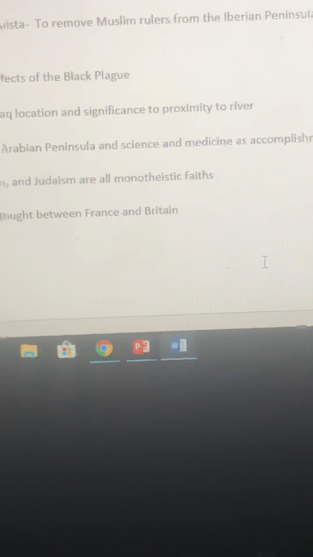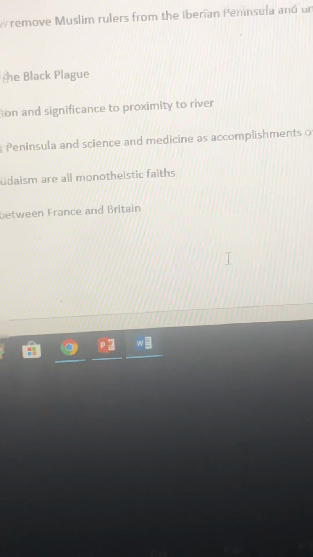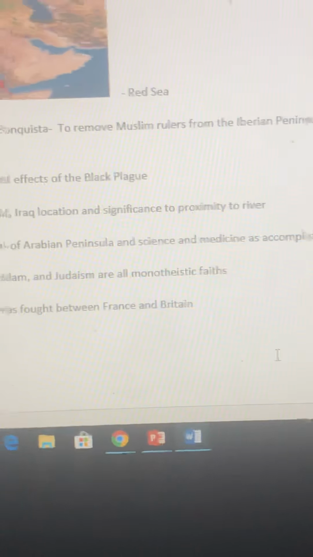Christianity and Islam and Judaism are all monotheistic faiths. That means they believe in one God, mono meaning one, theistic meaning God. Joan of Arc, we talked about, fought in the 100 Years' War between France and Britain. And that is all I have.